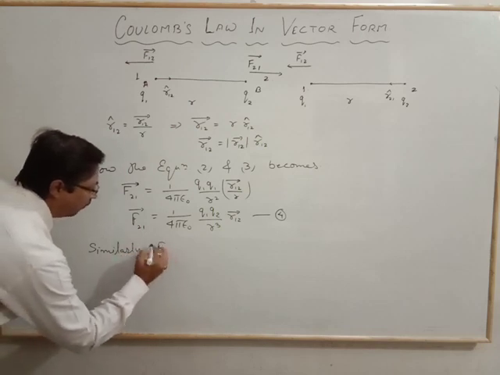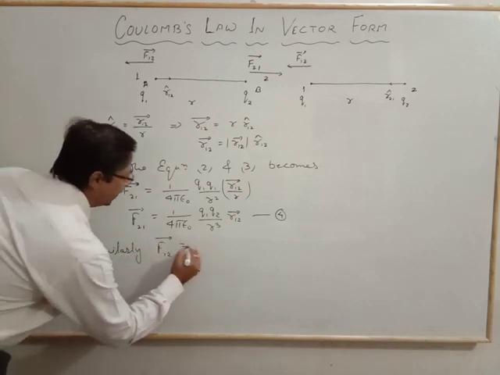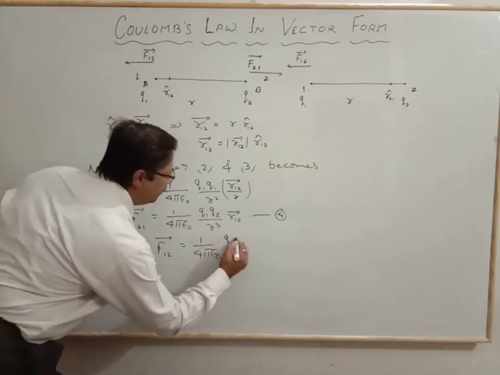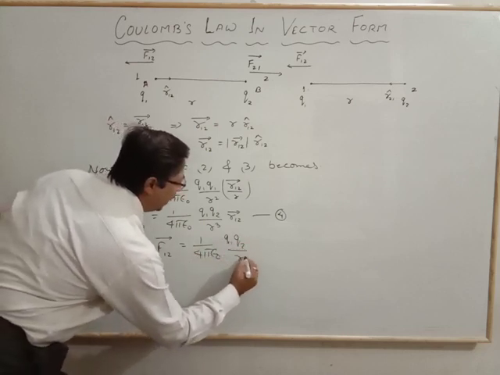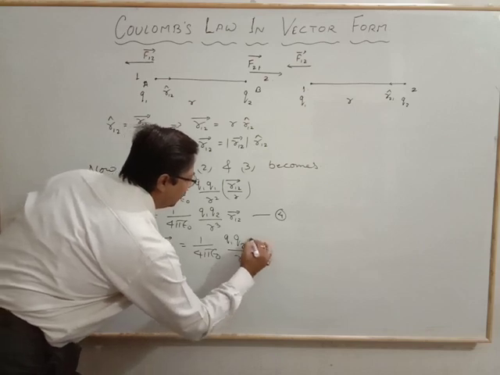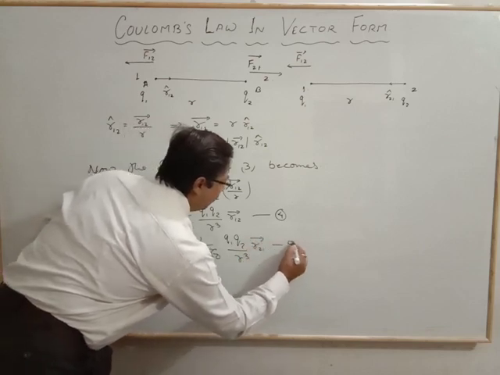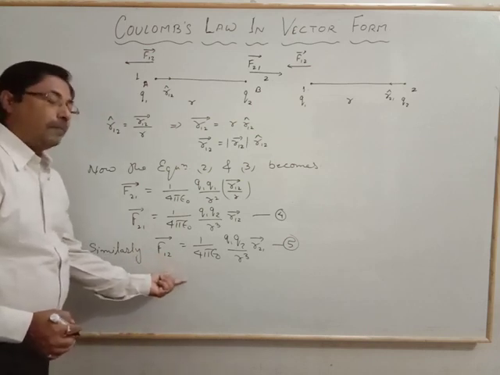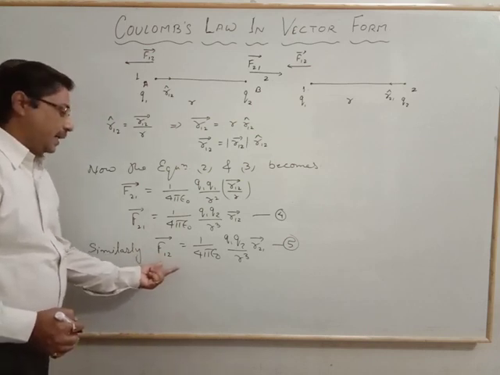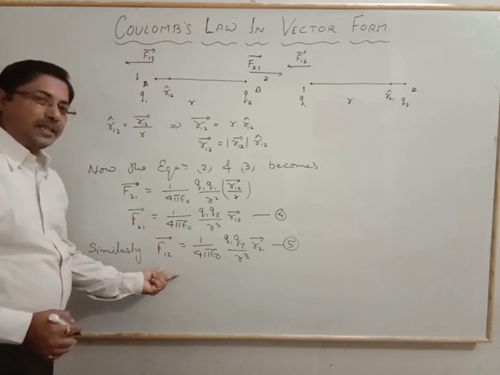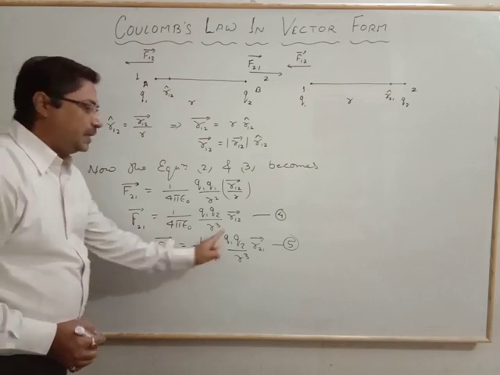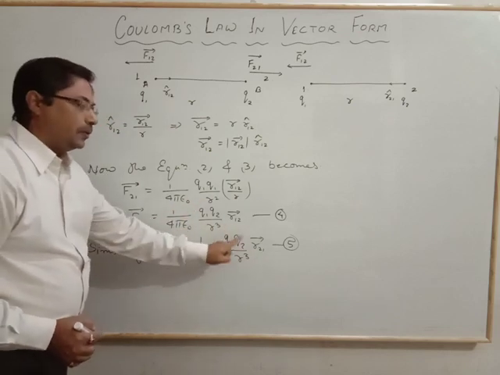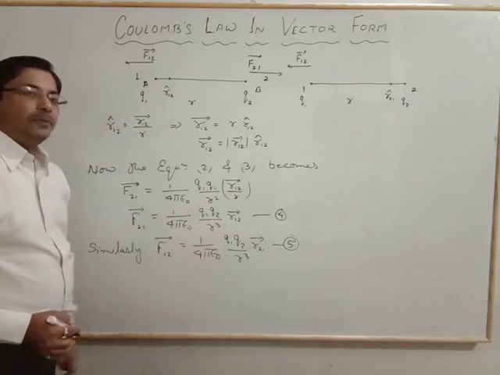Similarly we will write that F12 is represented as 1 by 4 pi epsilon naught q1 q2 by r cube into the position vector from 2 to 1. So 4 and 5 are another form, or we can say another way to represent the vector representation of the Coulomb force with the position vectors. Earlier we took it in the form of a unit vector, now this is with the position vector.